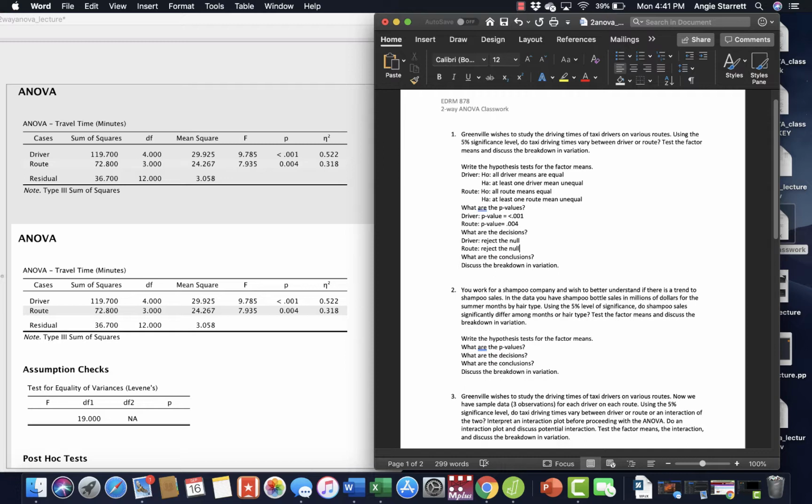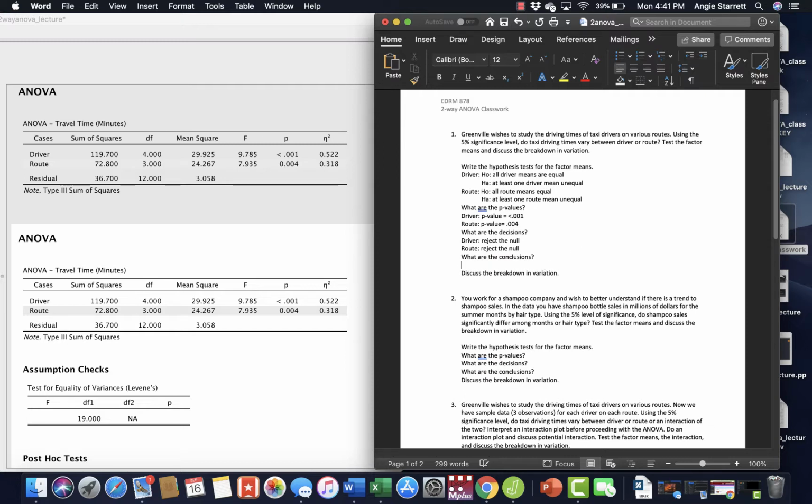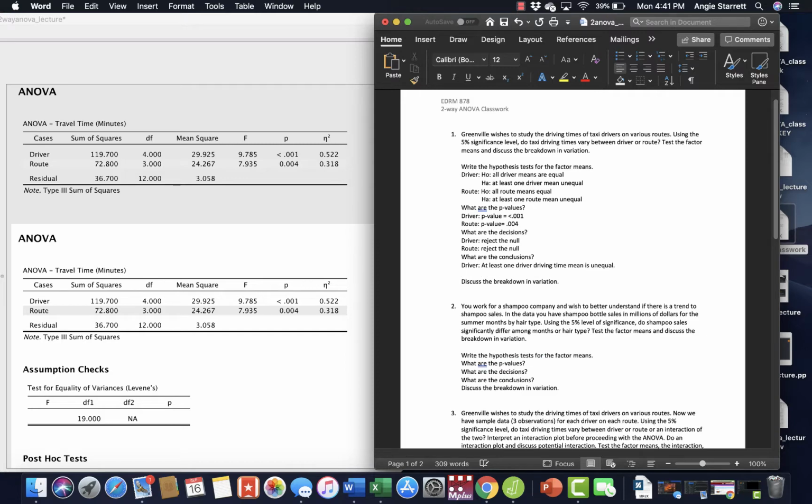All right. And what are our conclusions for driver? At least one driver driving time mean is unequal or different. And for route, at least one route driving time mean is unequal or different.